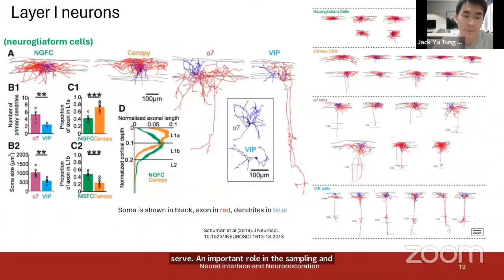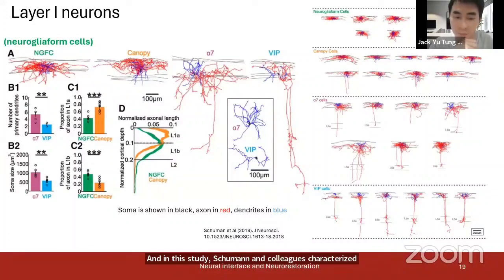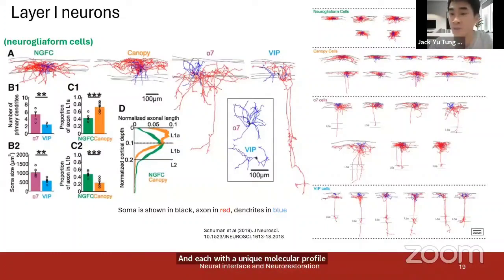So layer 1 neurons are actually quite poorly understood, and only recently have these neurons been classified by various groups. And in this study, Schuman and colleagues characterized the largely GABAergic interneurons in layer 1 and classified them into 4 types. So we have the neurogliaform cells, the canopy cells, the alpha 7 cells, and the VIP cells, each with a unique molecular profile, morphology, and electrophysiology.